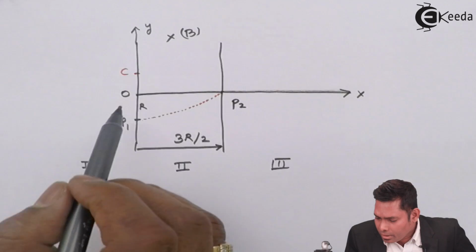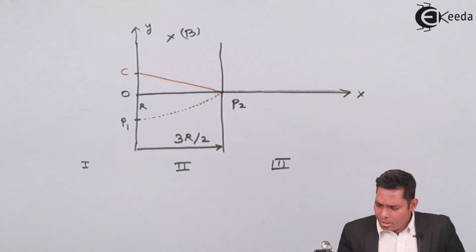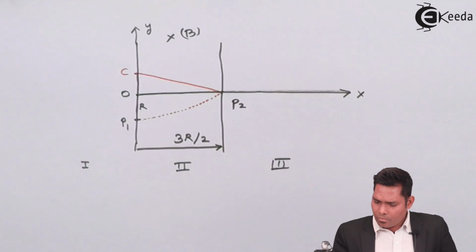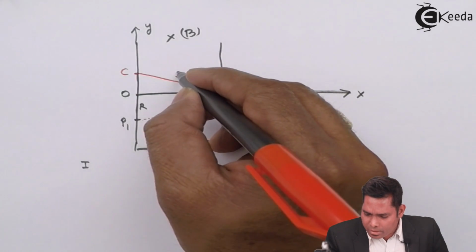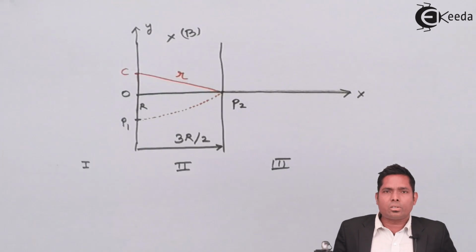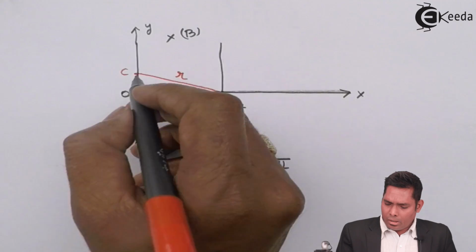If this is the center, then this distance is the radius, and obviously this distance is also the radius. I don't know what the radius is, so I will consider the radius as r. So r is the radius of the circular path, and C is the center.